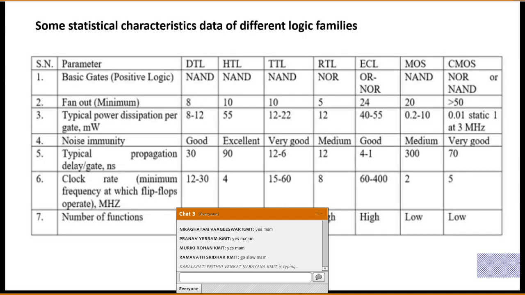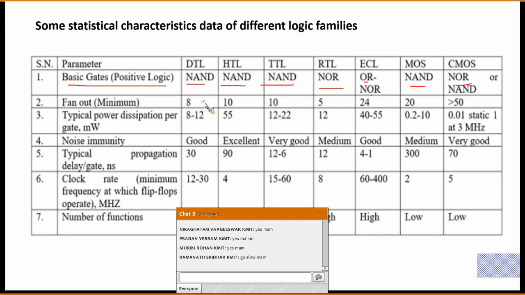Okay, and this is the classification of all the logic gates. This table gives the complete information of what we have seen till now: DTL, HTL, TTL, RTL, ECL, MOS and CMOS. For all the basic gates, we are using positive logic, as I said already. For DTL it is NAND, HTL is NAND, TTL is also NAND. For RTL it is NOR, ECL is OR/NOR, and for MOS it is NAND, and for CMOS again we have NOR.